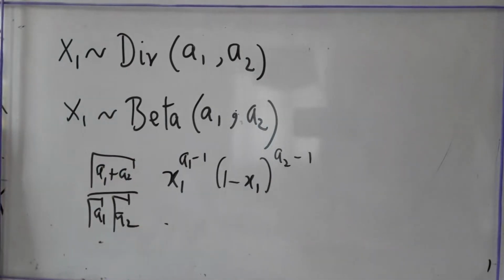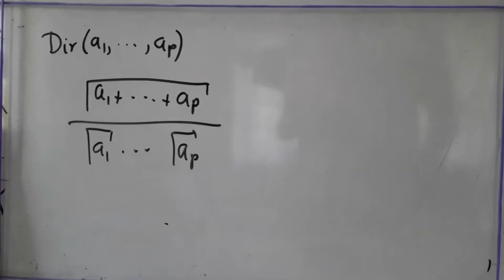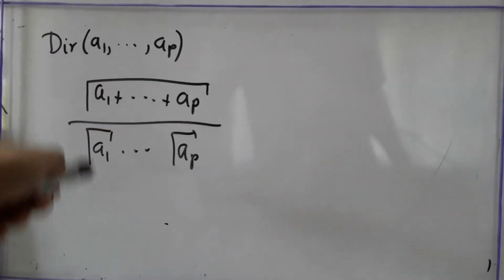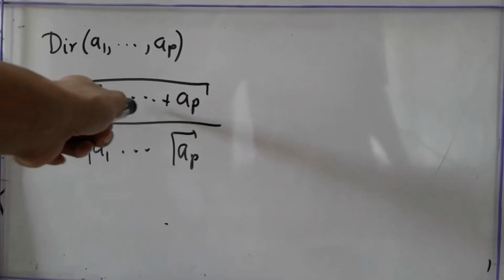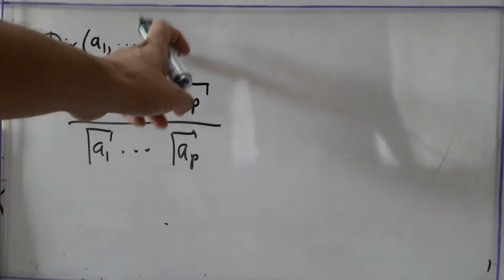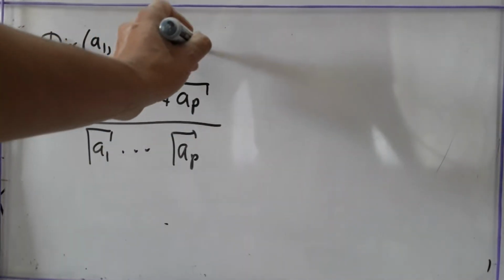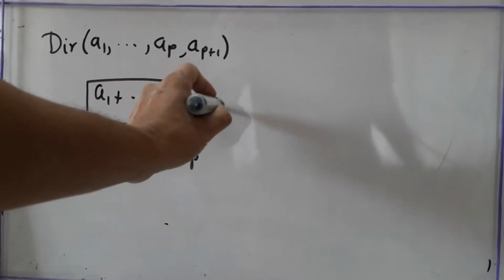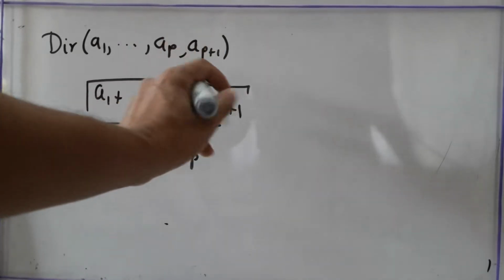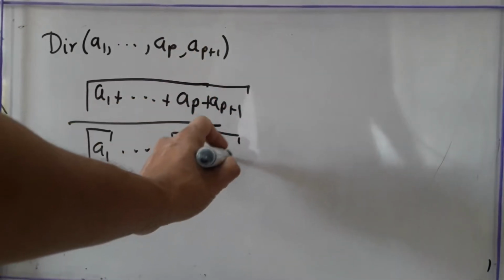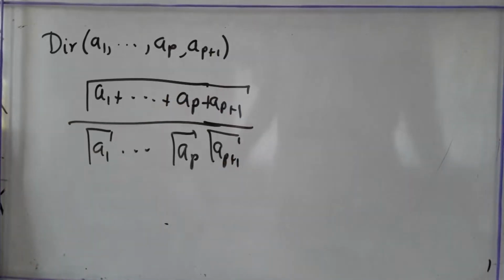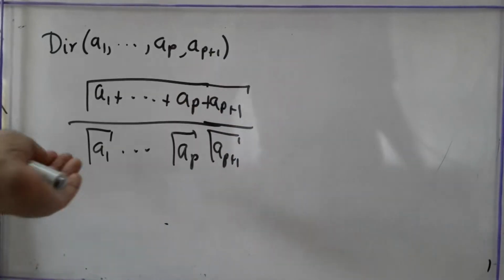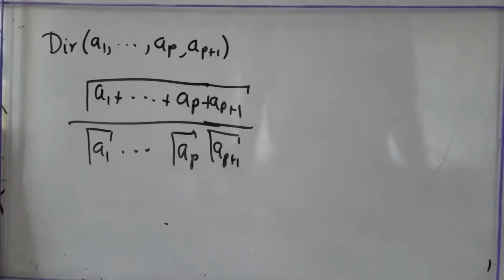Now from this it should not be very difficult to guess that if you work with Dirichlet A1 to AP, then the constant should be gamma of the total A1 to AP. So here I am stopping at AP. Well, if I make it AP plus 1, it doesn't really matter, because here I am writing in general AP plus 1, and here also AP plus 1. Then you are dividing by all the individual gammas.